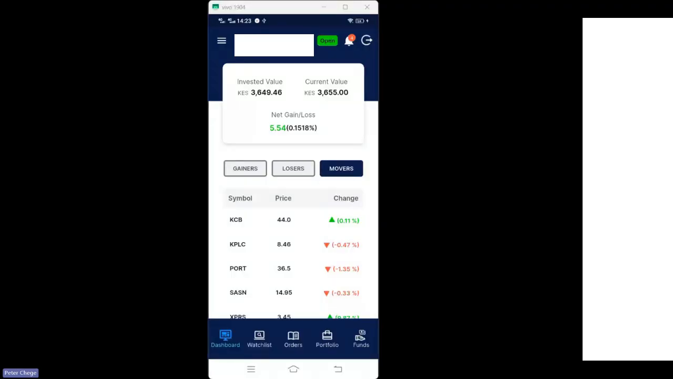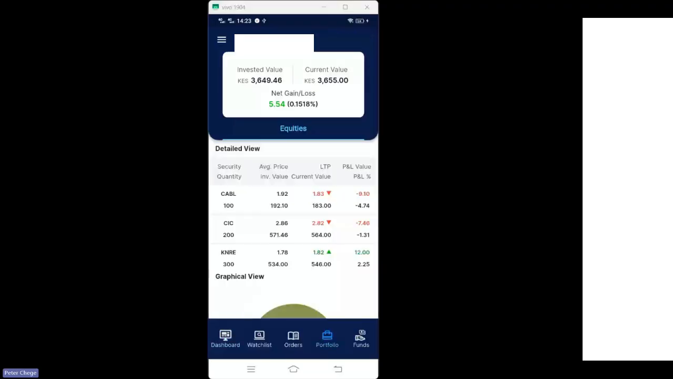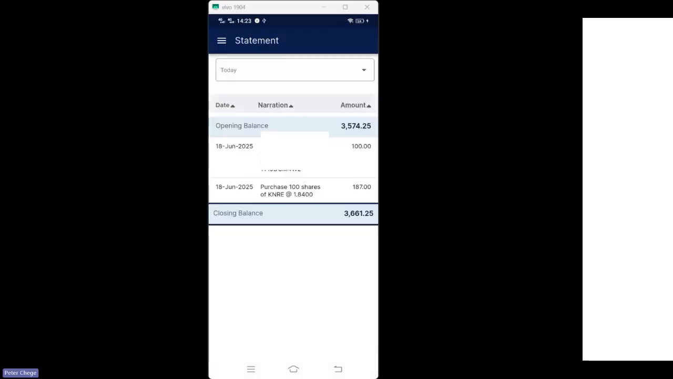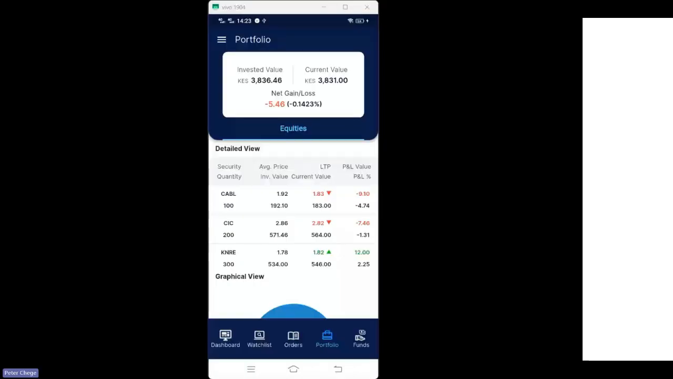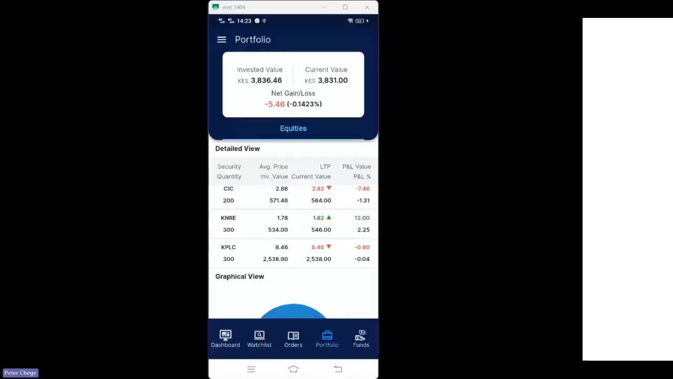Let's go to my portfolio. I have sold my Kenyari, it's not updated. I also bought CIC. Let's first go to statements. You see, Kenyari is already purchased. So if I go to my Kenyari, you can see there is a purchase of Kenyari. If I go to portfolio valuation, Kenyari should have reflected 300. Initially, I had 200.